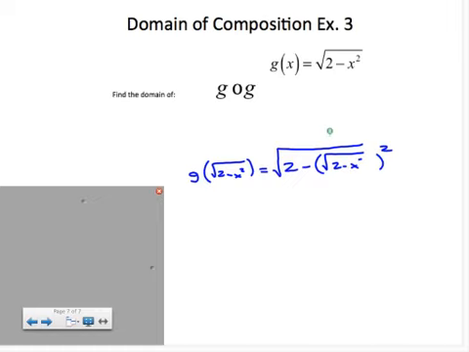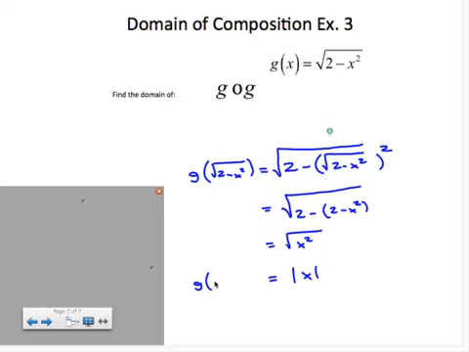Now, what happens next? Well, a square on the outside does cancel a square root. So on the inside, we simplify to 2 minus the quantity 2 minus x squared. Okay, what happens now? 2 minus 2 is 0, and negative x squared is just x squared on the inside. And here's our favorite problem. The square root of x squared is not just x, it's the absolute value of x. Okay, so that's what g of g comes out to be once it's simplified.